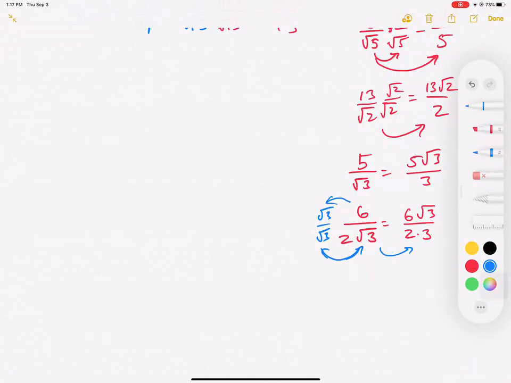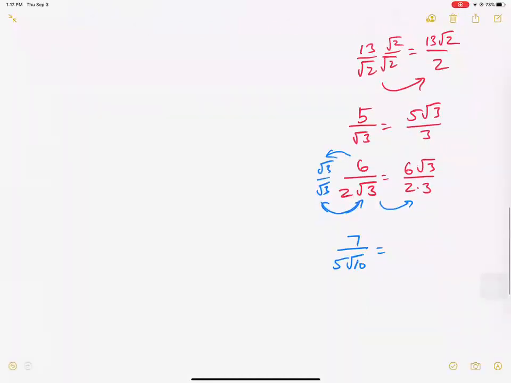Okay, let's do this again. 7 over 5 square root of, let's say, 10. Oh, and afterwards, you can reduce. Take a look. Isn't 2 times 3 6? That would just be square root of 3 when you reduce. Okay, same problem here. If I just want to get rid of the square root, it's just 7 square root of 10 over 5 times 10. Freedom!